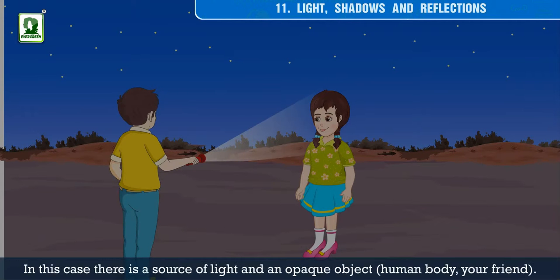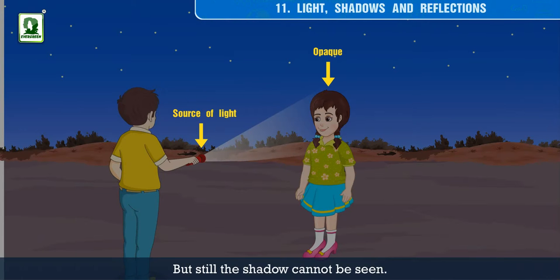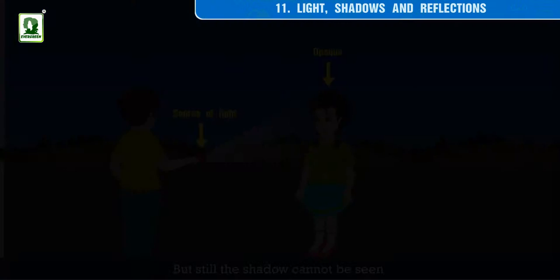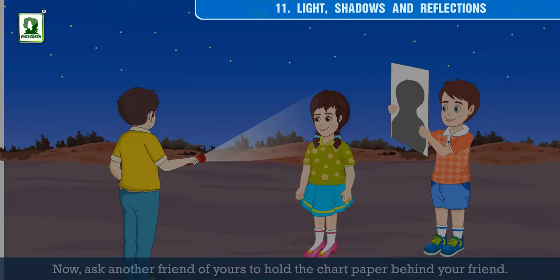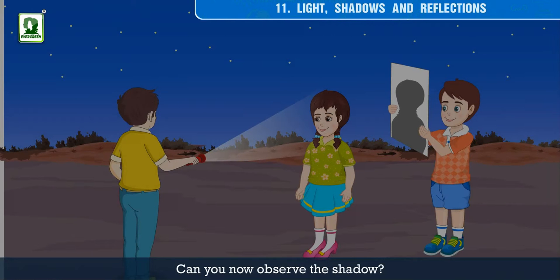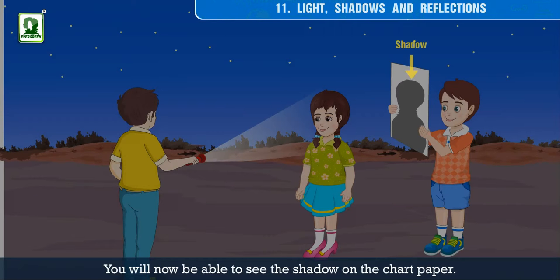In this case, there is a source of light and an opaque object, human body, your friend. But still the shadow cannot be seen. Now ask another friend of yours to hold the chart paper behind your friend. Can you now observe the shadow? You will now be able to see the shadow on the chart paper.